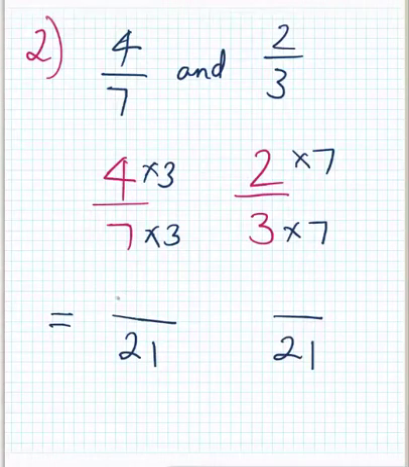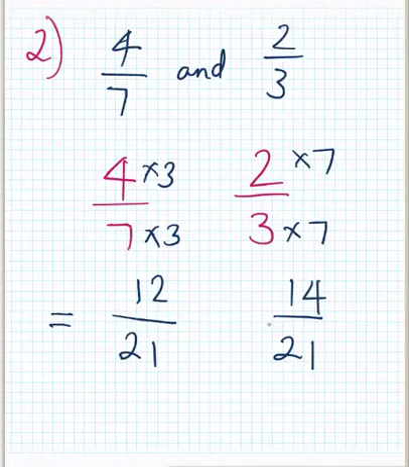4 times 3 is 12. 2 times 7 is 14. Now that we have the same denominators, we can clearly see which fraction is larger than the other. Which number is larger, 12 or 14? Well, we can see that 14 is larger than 12. So this one here is a larger fraction. So be careful when you put your symbol in. Okay, if we read from left to right, we're saying 12 is less than 14. Here's that smaller gap or that pointy part. 12 is less than 14. If we read it backwards, we say 14 is greater than 12. And that's it. That's how simple it is.